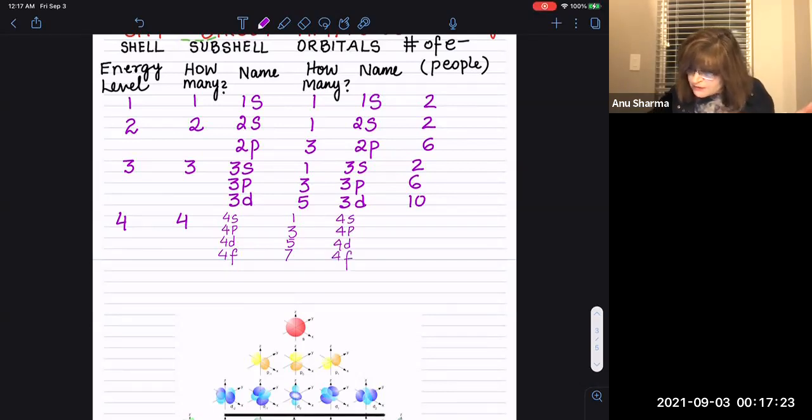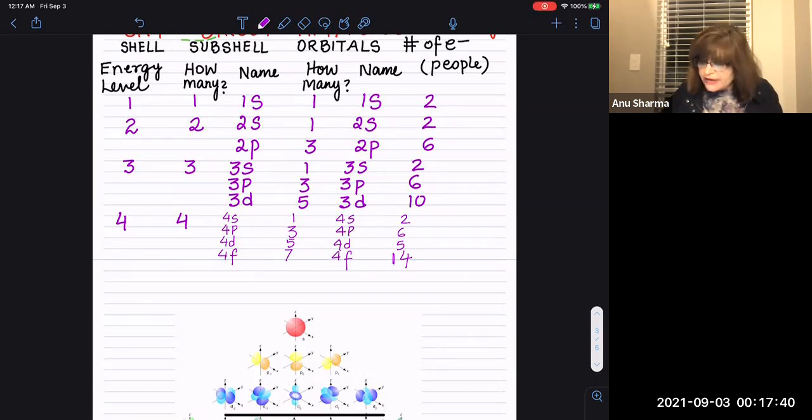How many electrons in 4s? 2. How many electrons in P? 6. How many electrons in D? 10. And how many electrons in F? 14. Okay, so this has already been verified.